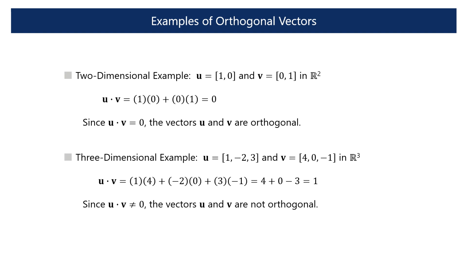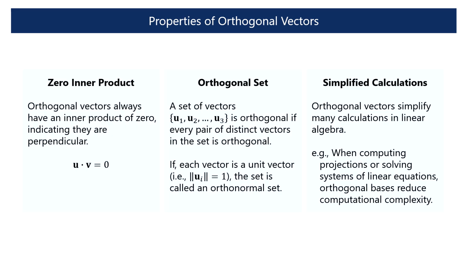Next, let's see a three-dimensional example. Consider vectors u and v in R3. As calculated by this expression, their inner product is 1. Since the inner product of u and v is not 0, the vectors u and v are not orthogonal. Orthogonal vectors have several important properties that make them useful in various applications.